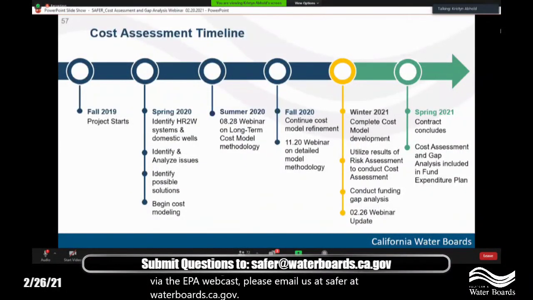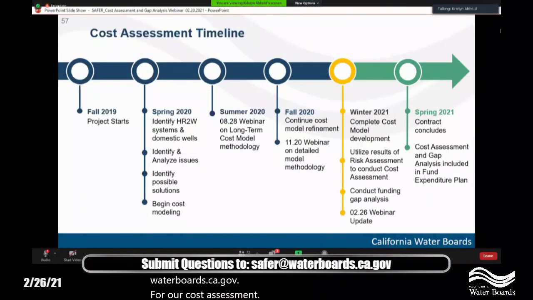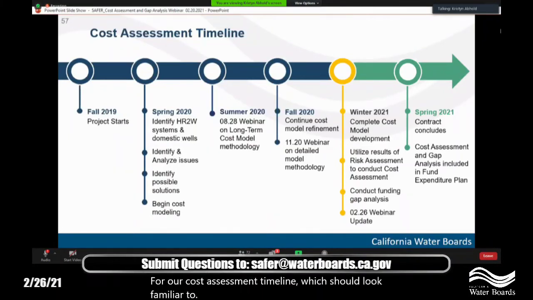For our cost assessment timeline, which should look familiar to some of you who've participated in previous webinars, we are at the very end of the yellow phase here. We are just concluding our webinar update. Next steps: we are literally weeks away from finalizing our preliminary results for the cost assessment model and gap analysis for the fund expenditure plan.